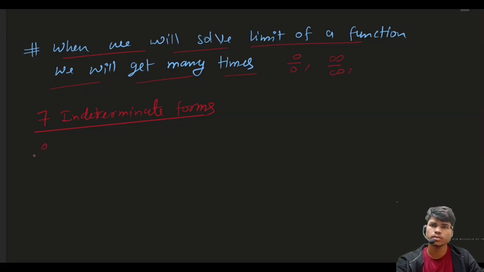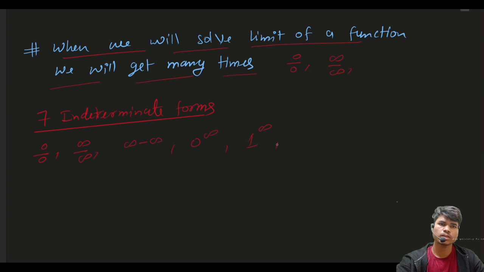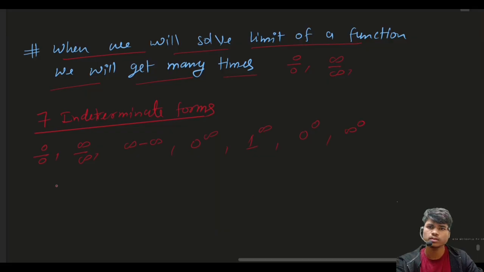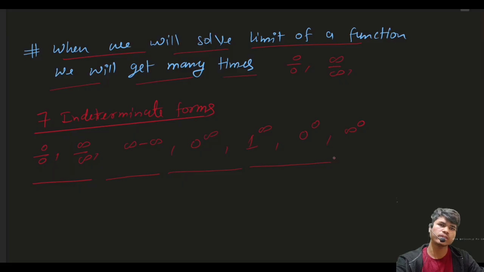First, 0 by 0 form. Second, infinity by infinity form. Third, infinity minus infinity form. Fourth, 0 to the power infinity. Fifth, 1 to the power infinity. Sixth, 0 to the power 0. Seventh, infinity to the power 0. Later we will see how to solve the limit of a function after getting such forms. There are separate methods for each form.